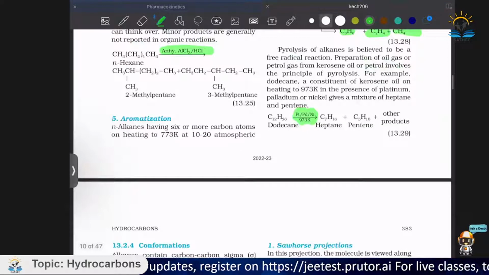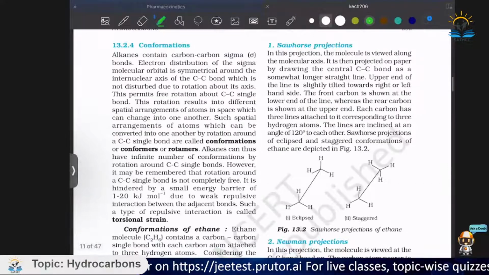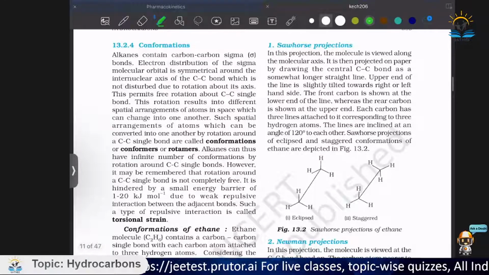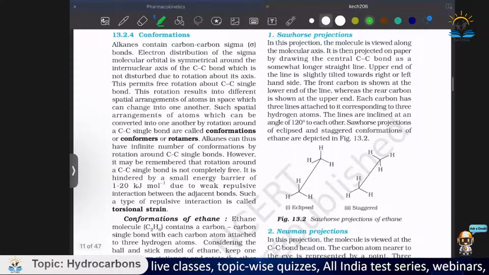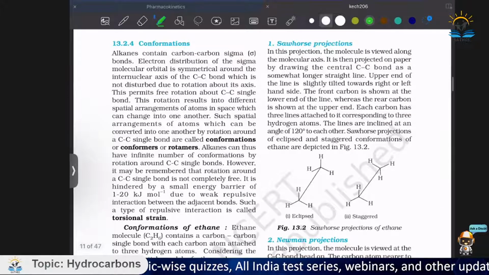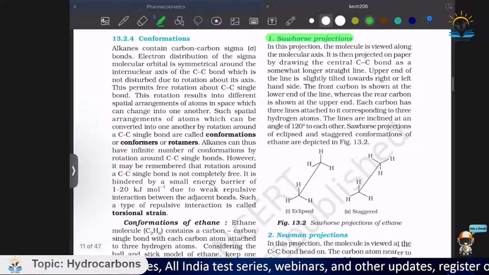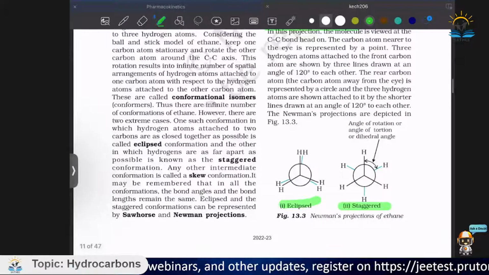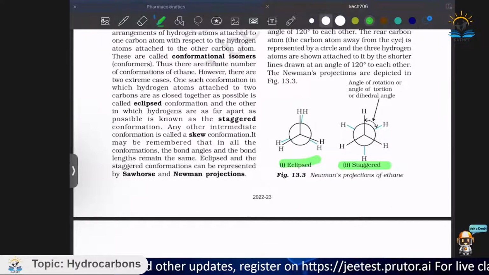Conformations. A molecule has infinite conformations. You can rotate it along a single bond any number of times, any degrees you can create. So conformations are just rotations along a single bond. Sawhorse projections are projected like this. Newman projections, you must have seen. These are two conformations of ethane in Newman's projection, staggered and eclipsed. This one is eclipsed. This one is staggered.